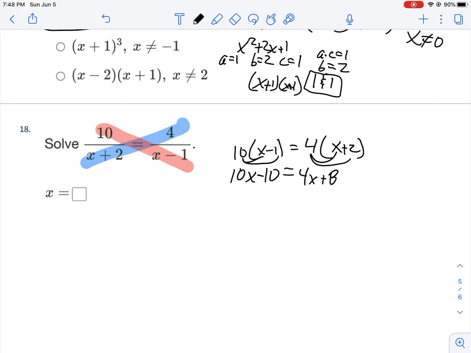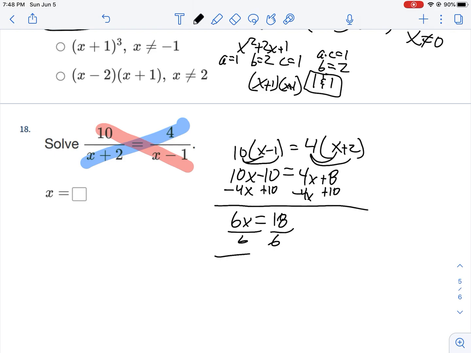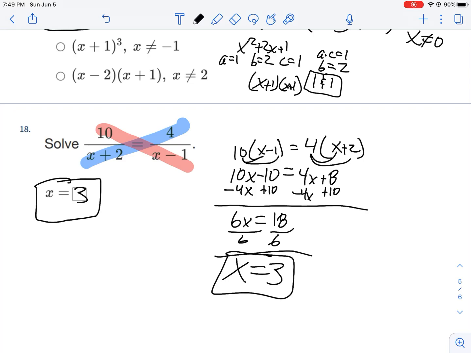Let's move x's to the left-hand side. That's where the biggest x is. Numbers are going to the right. 6x equals 18. Divide both sides by 6. X equals 3. And that is it. Okay. That's it. We're done. That's the final.